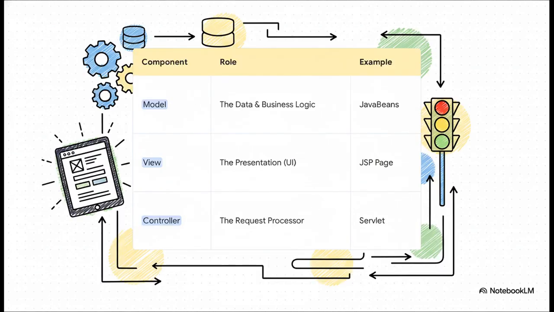So first you have the model. This is the data and the business logic, the brains of the operation. You can think of simple Java components that just hold information, like a customer's name. Then you have the view. This one's easy. It's what the user sees, the user interface. And this is the perfect job for a JSP page. Finally, you have the controller. The controller is like the traffic cop. It's often a servlet that receives the user's request and then tells the model and the view what to do.